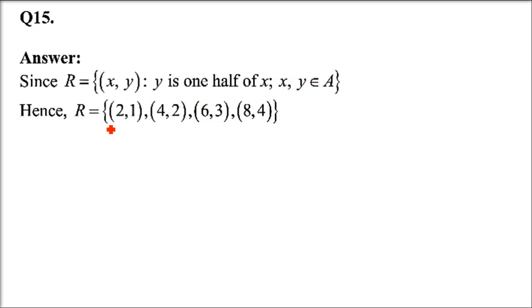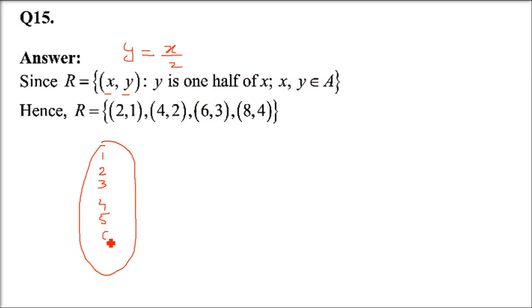Question number 15. Here also we are given a set A. And the relation is defined as (x, y) such that y is 1/2 of x. Please remember, x will come from the first set, y will come from the second set. So the best way is to make it diagrammatically.